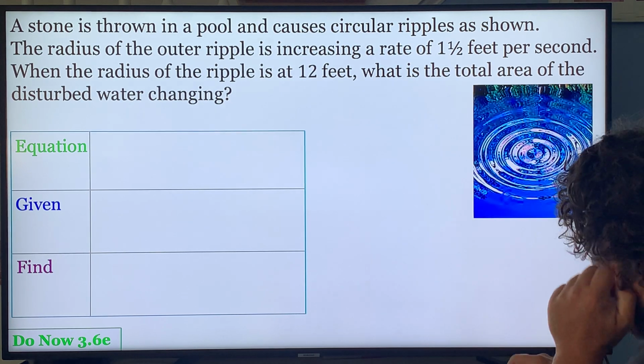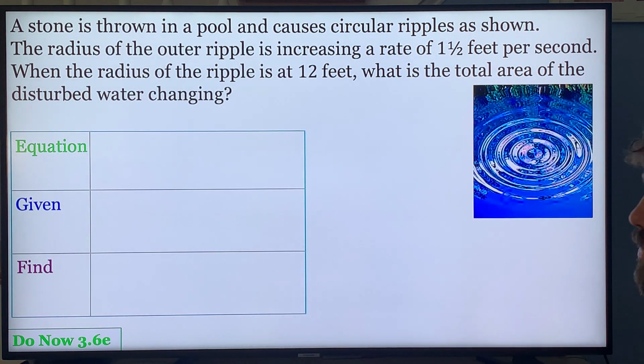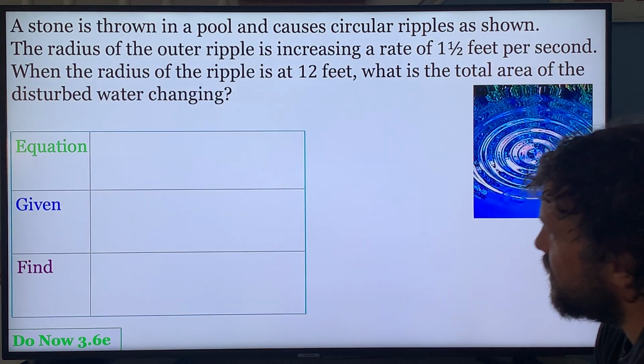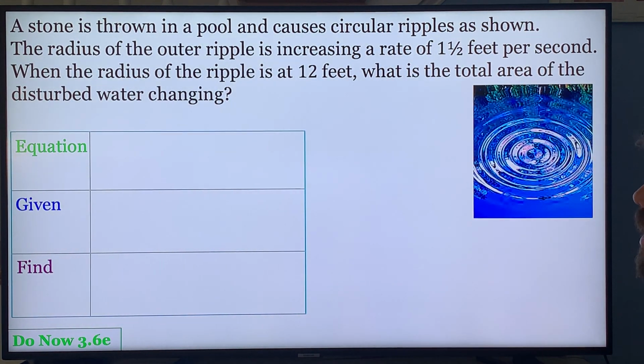Now, that being known, we're going to go through the gauntlet of each type of problem and see how you do, starting with where we started off. A stone is thrown into a pool, not a pond now, but a pool, and it causes circular ripples. My pool looks just like my pond. As shown, the radius of the outer ripple is increasing at a rate of 1.5 feet per second. What is the radius of the ripple at 12 feet? And how is the total area of the disturbed water changing? Complete the question now. You're good, and you got an answer.